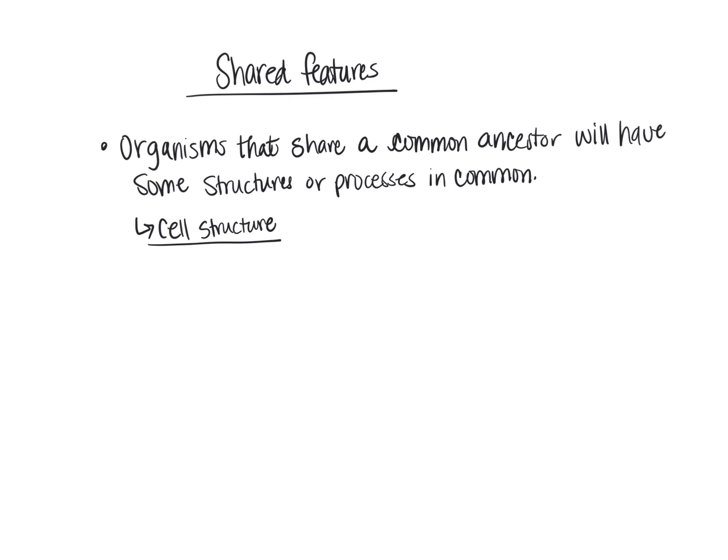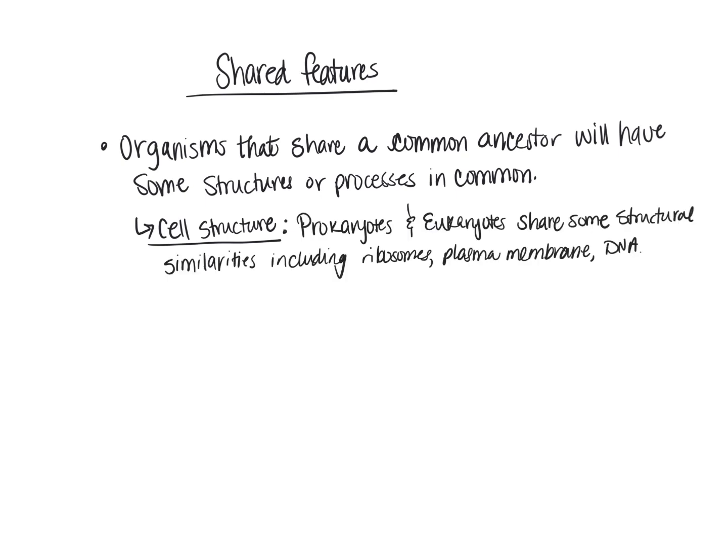Starting with cell structure. So at a cell structure level, we can talk about how prokaryotes and eukaryotes share some of the same structural features, including the ribosomes, the plasma membrane, and the storage of the genetic information as DNA. There's also some similarity in processes that these cells go through, including some metabolic processes such as glycolysis.